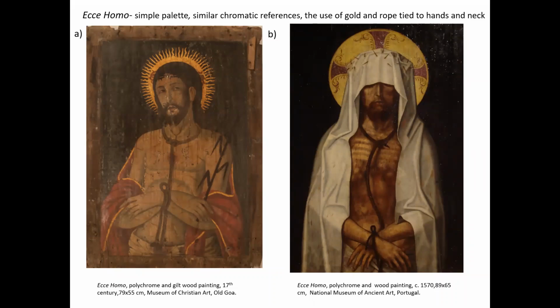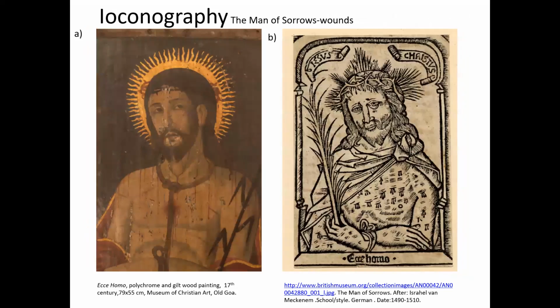For example, the way that the rope nodes are connected to the hand and to the chest. And we can see some similarities, this black background and the use of gold also. And we will see in particular this use of gold in the next slide.